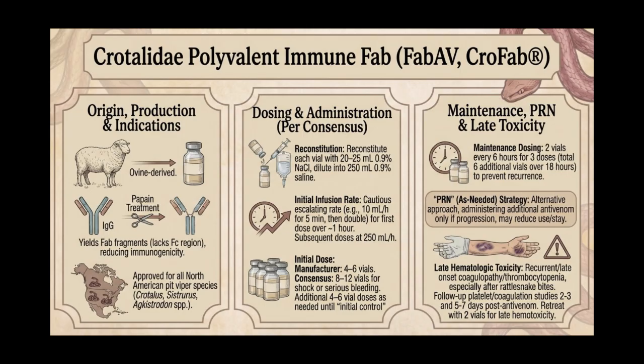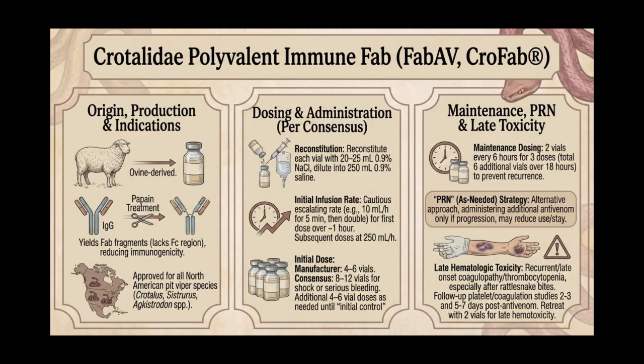These fragments retain their ability to bind to venom antigens, but lack certain regions that can increase immune response, thereby reducing their immunogenicity. Additionally, an affinity purification process is used to remove nonspecific antibodies, making the antivenom more targeted and effective. This antivenom is approved for use in managing envenomations from all North American pit viper species, including the rattlesnake, cottonmouth, and copperhead snakes.